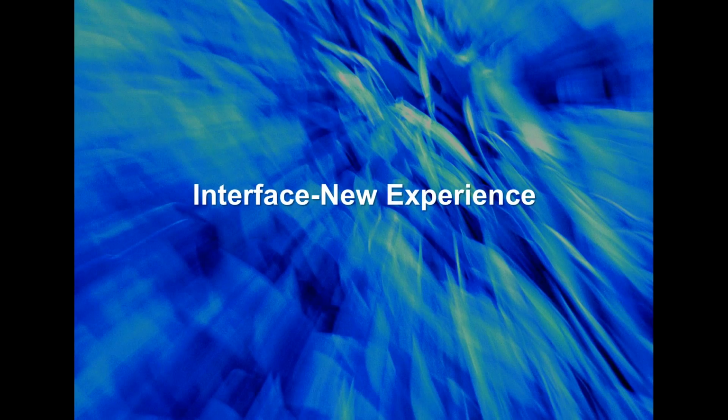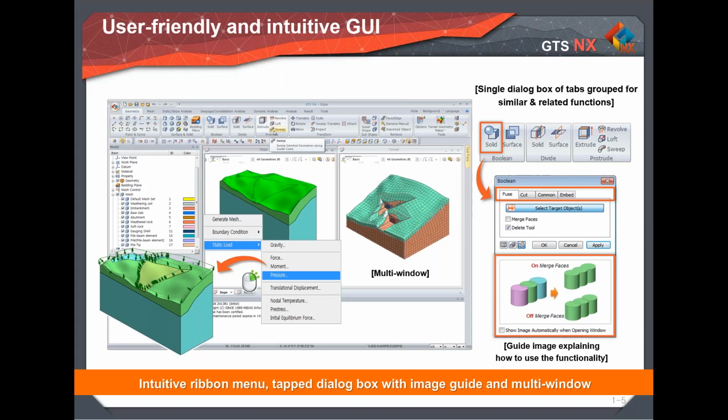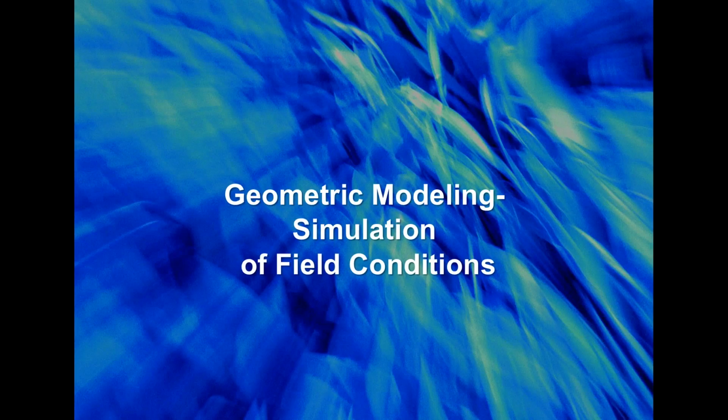So talking about the interface, GTS NX provides you with a multi-window interface. For example, if you are working on one window, you are running some sort of analysis and simultaneously you want to work on another window, you can just say file new and open 2 to 3 windows depending upon your RAM configuration and work simultaneously upon them, which helps you save time as well as increase your efficiency.